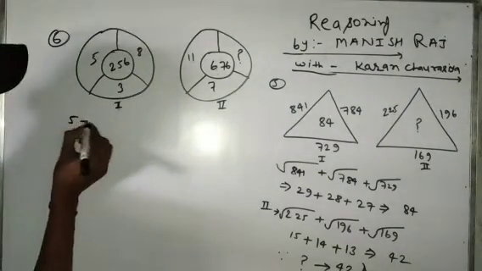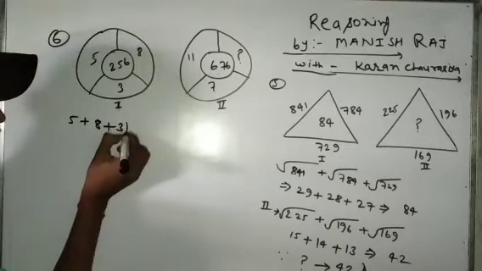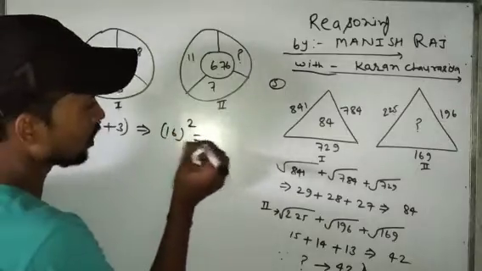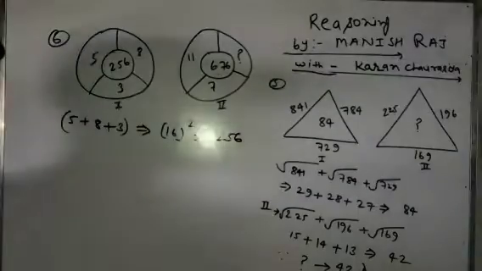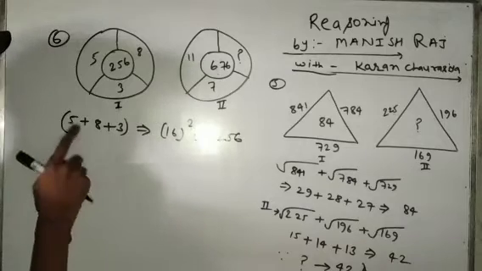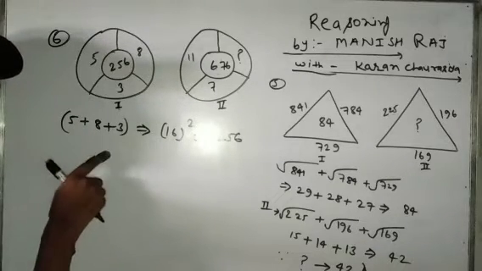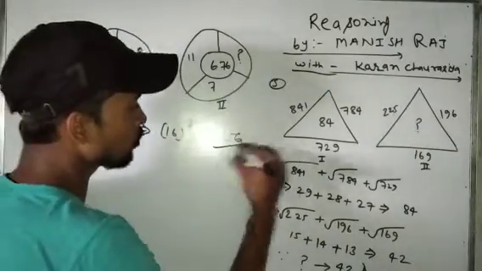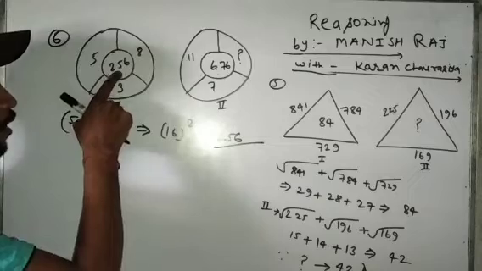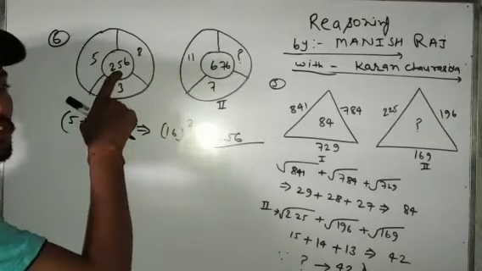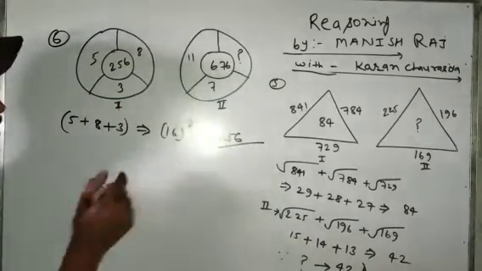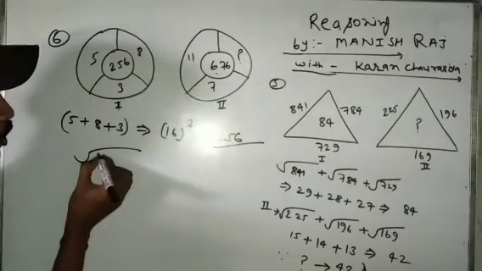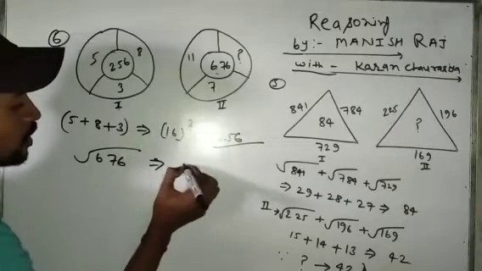When 5 is added to 8, and 8 is added to 3, we get 16. 16 squared is 256. So the middle number inside this circle is 256. Then for the second circle, we have to find the square root of 676, which is 26.